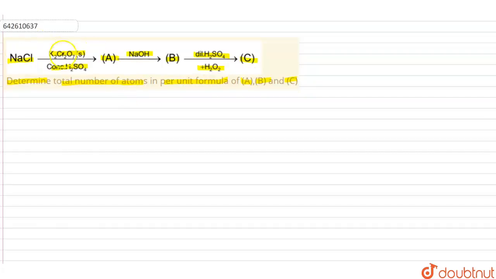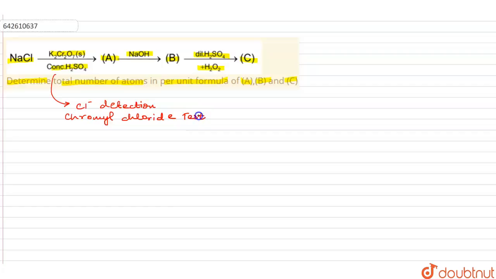So for that we need to know all the reactions very neatly, and we should be able to predict the main product in it, the very important product, not the byproducts. So let us start. If you remember well, sodium chloride on reaction with acidified K2Cr2O7 is definitely the way to test chloride ions. Whenever we want to do chloride ion detection, we use this particular test, which is known as the chromyl chloride test.